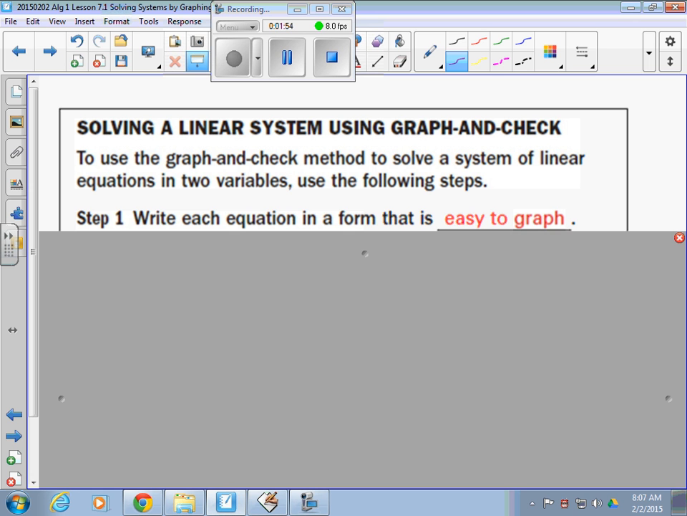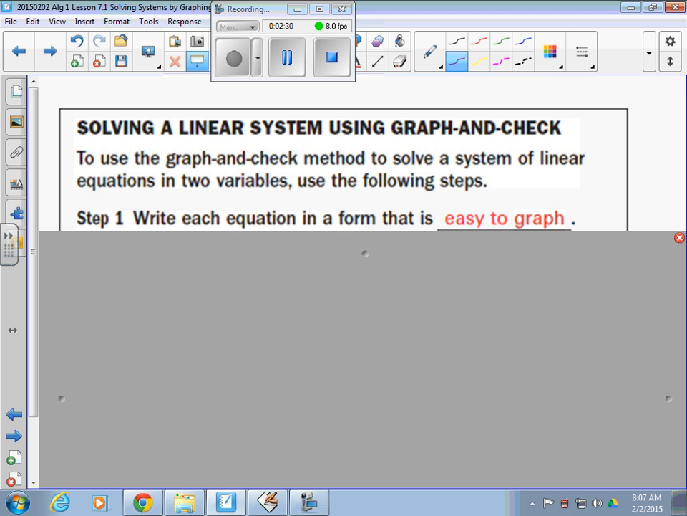Here are your steps for solving a linear system using graph and check. To use the graph and check method to solve a system of linear equations in two variables, use the following steps. Step 1, write each equation in a form that is easy to graph. We have learned several different methods to graph. The first way we learned, the very first way, was to plug in points like -2, -1, 0, 1, and 2. And then get a y value and to just plot each point and then connect the dots. That was the first way we learned.